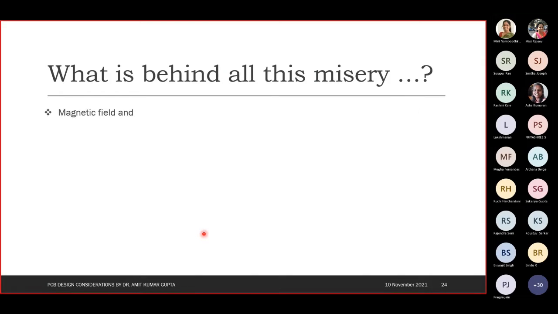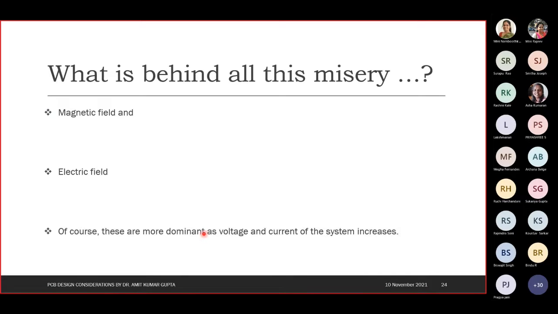What is behind all this misery? Magnetic field and electric field. That's it. These are more dominant as voltage and current of the system increase.